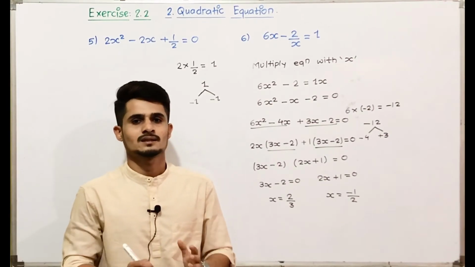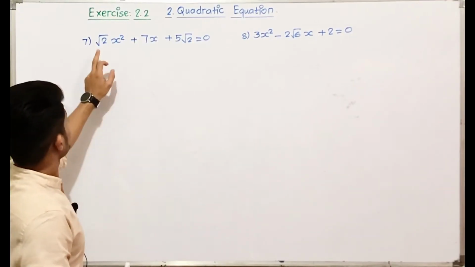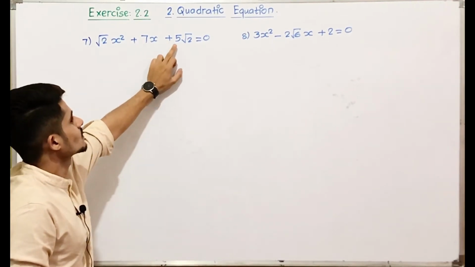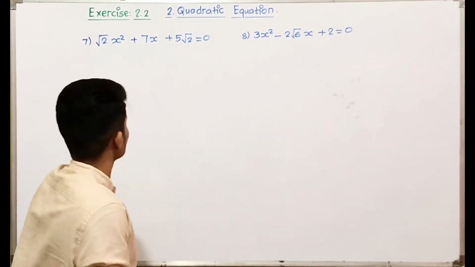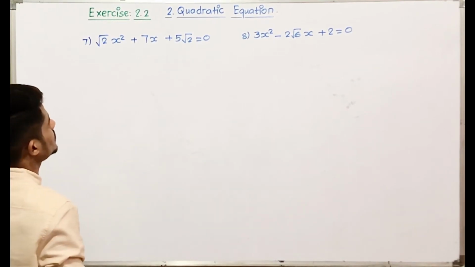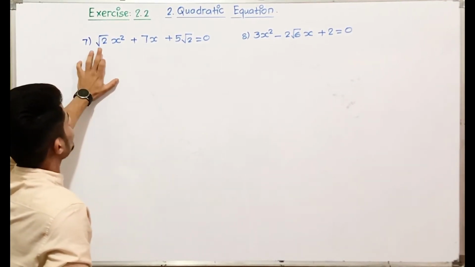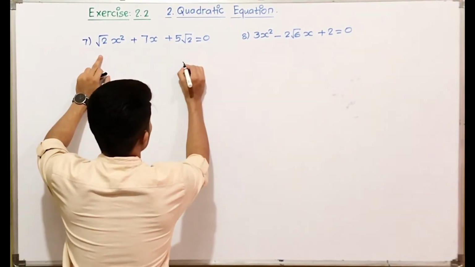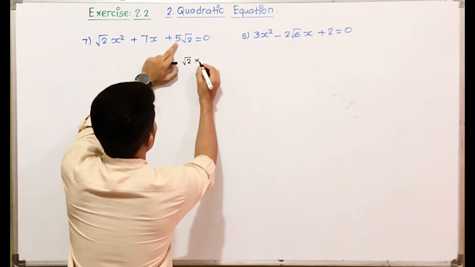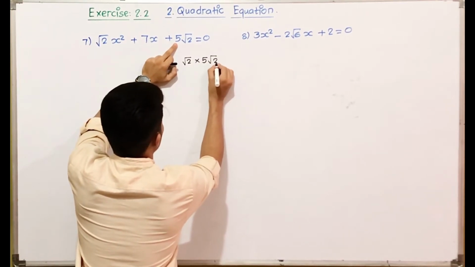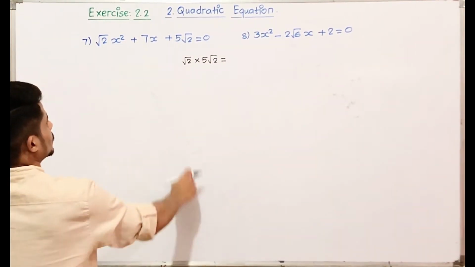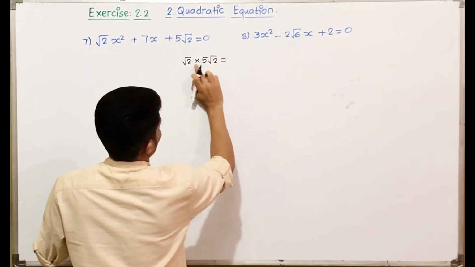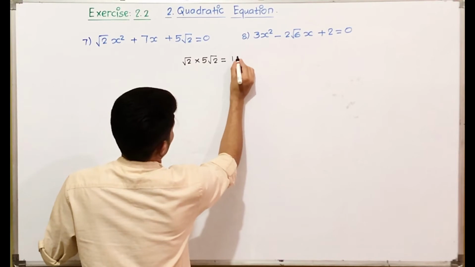Similarly, we'll see 7th one. Root 2x square plus 7x plus 5 root 2 is equals to 0. Equation is in the general form. We'll multiply coefficient of a with coefficient of c. That is root 2 into 5 root 2, that is root 2 into root 2 is 2, 5 into 2 is 10.